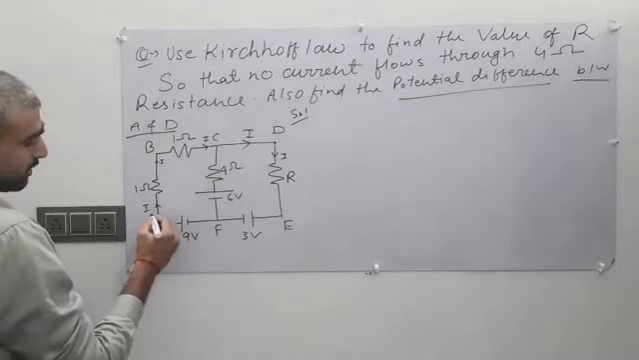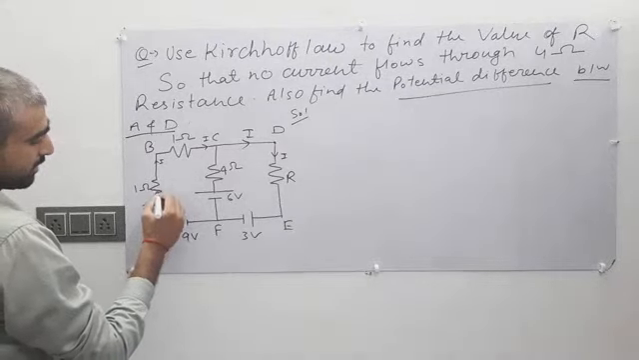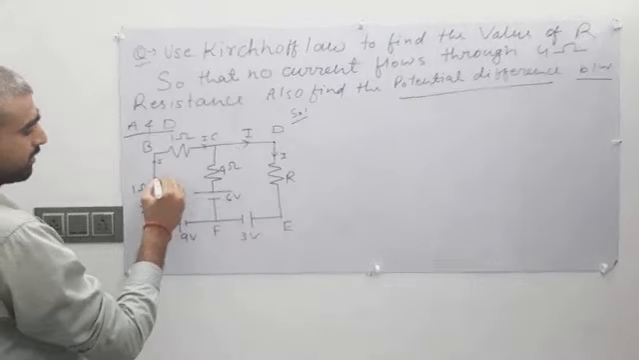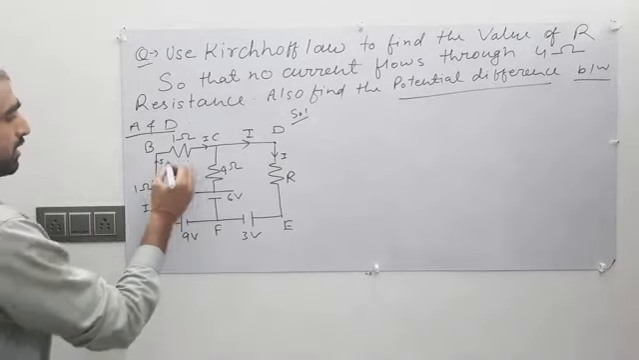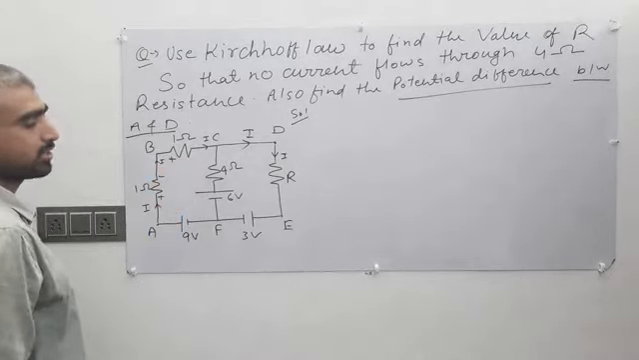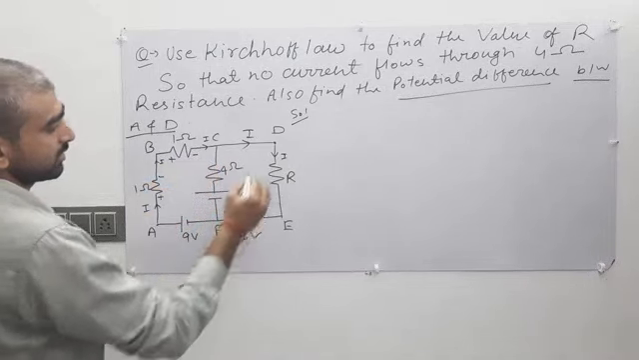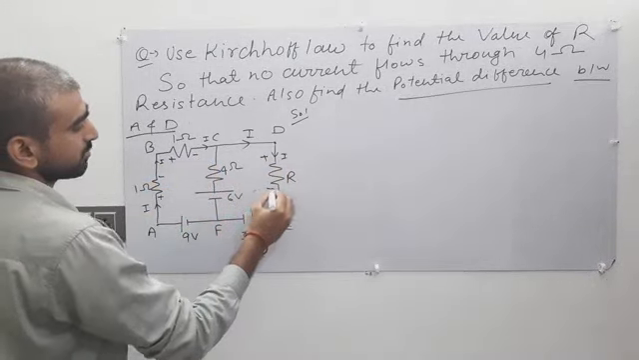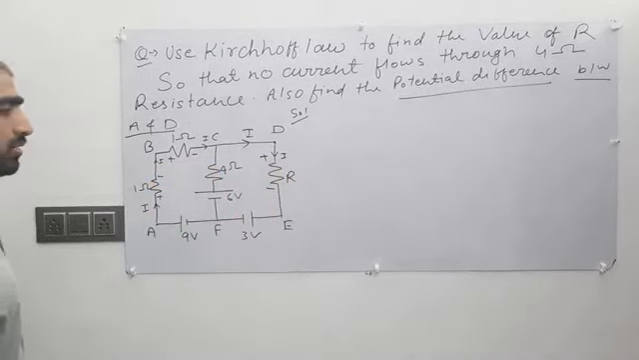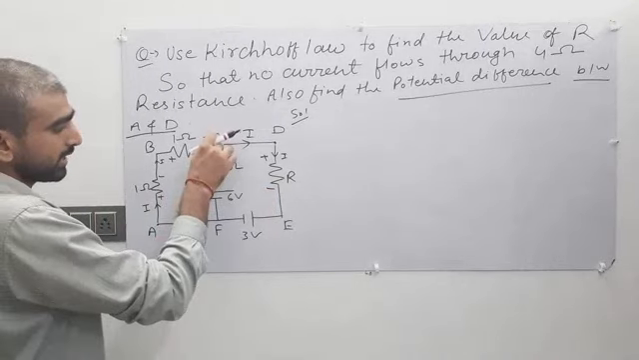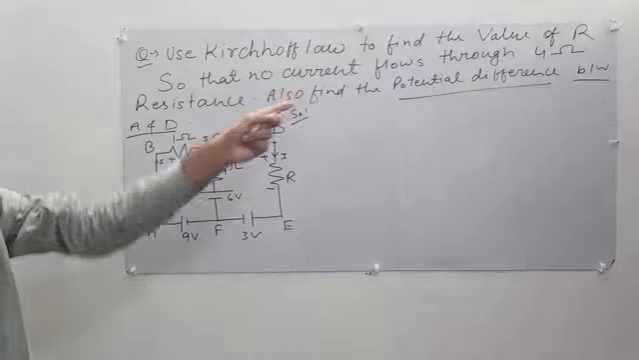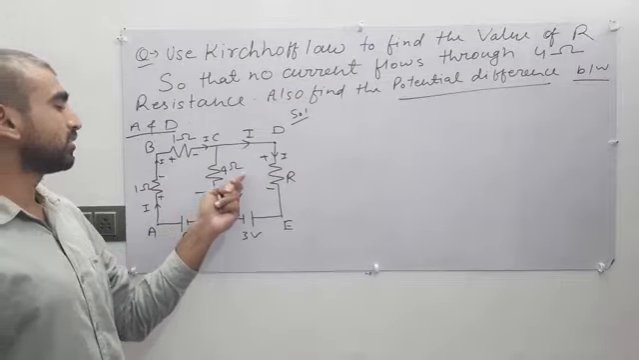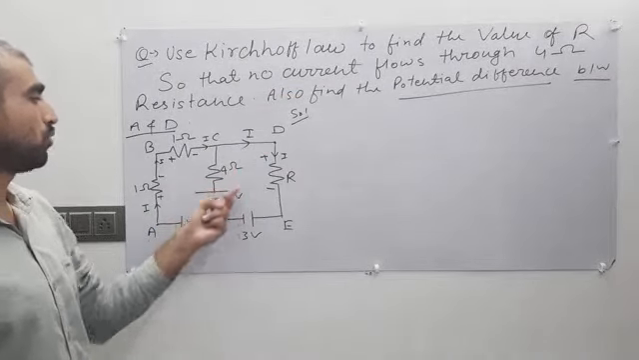Because current enters this terminal, we take it as positive, and this one as negative because this is the leaving terminal. Same as this terminal is positive, this terminal is negative. Remember that there is no current between C and F because the question already mentioned that no current flows through the 4 ohm resistance.